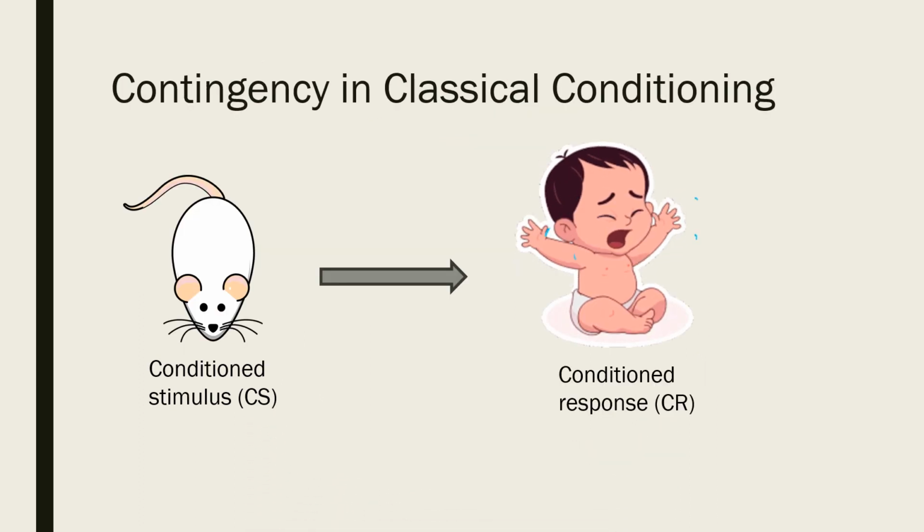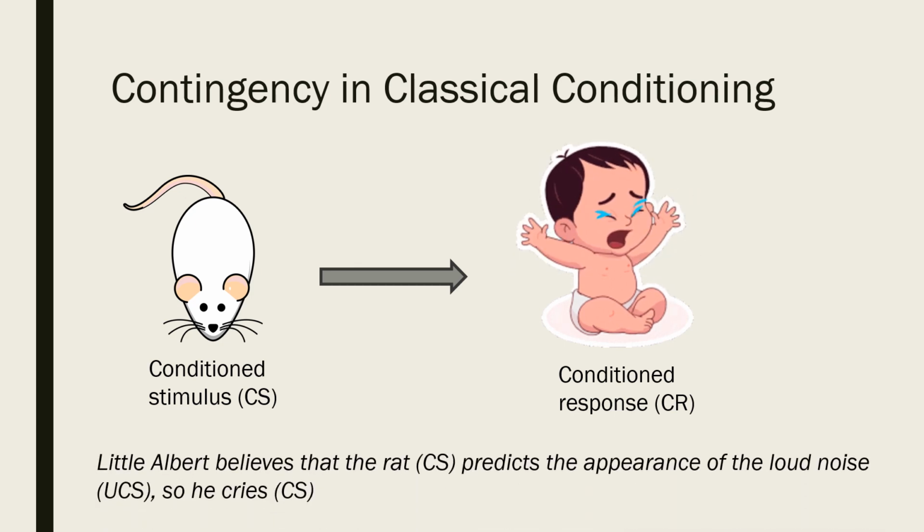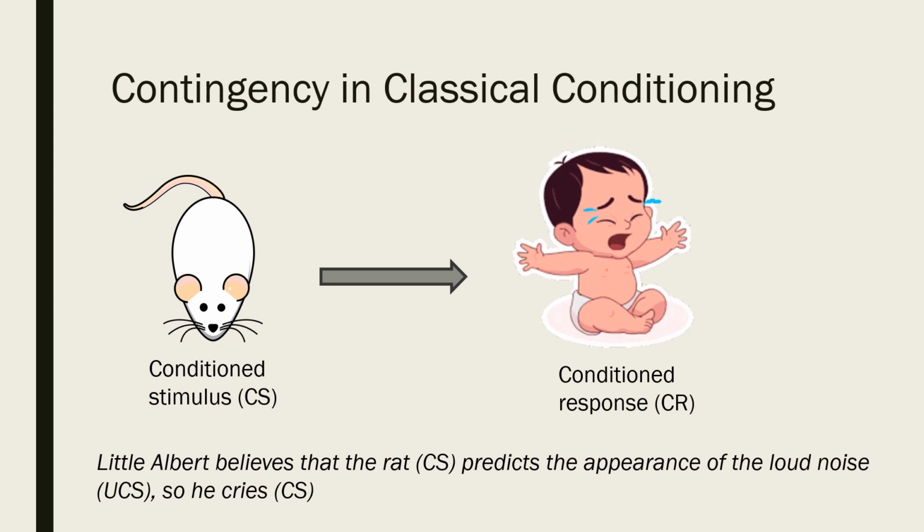Because contingency had been established in the classically conditioned Little Albert, he believed that the rat predicted the appearance of a loud noise. This means that whenever he saw the white rat, he would become afraid and upset due to his expectation that there was about to be a loud noise.